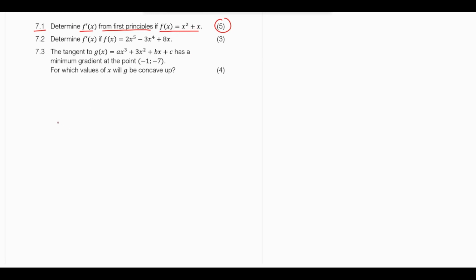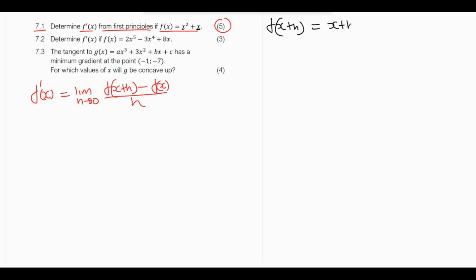And then we find the formula in the formula sheet. It says f prime x is equal to lim h approaching 0, then f of x plus h minus f of x over h. Let's start by finding f of x plus h. So where there's x, we put x plus h. So f of x plus h is equal to x plus h squared plus x plus h. Then that's what we have there.